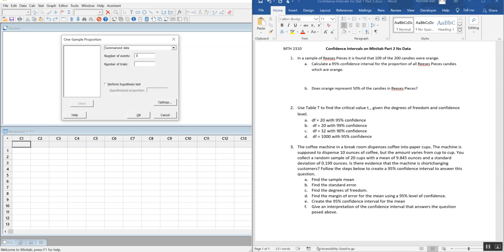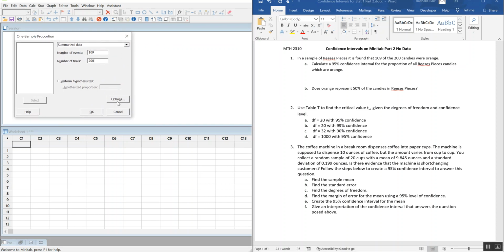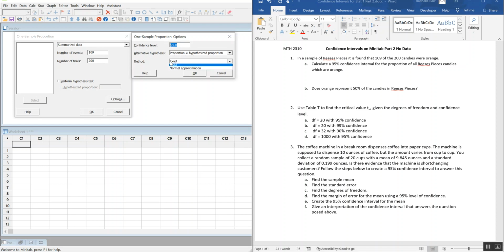We're going to put in our number of events, 109, out of 200. And as we should always, let's check our options. Make sure that they're set correctly. So to do this correctly, we need to be set to a 95, which is correct. Ignore that middle one. It just has to be a not equal to. And then we need to change it to the normal approximation mode because that's the one we're going to use.